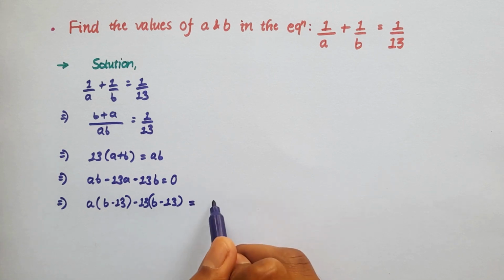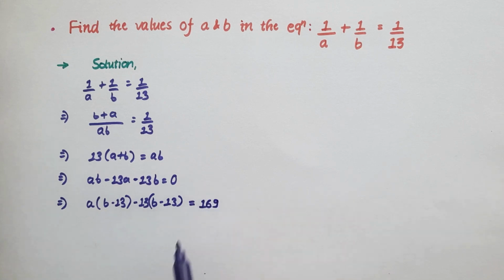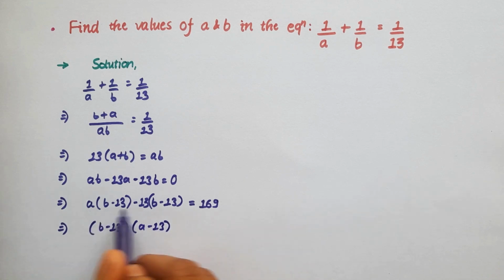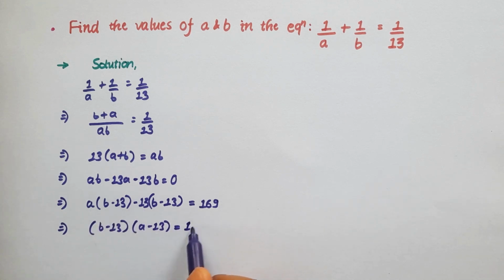And that would mean I should also add 169 onto the other side. So we have this equation. Now, let me take b minus 13 common, which gives us a minus 13 as the remaining part. And this is equal to 169. Now what we have to do is convert this 169 into product form. That is, the possible set of integers whose product gives 169.